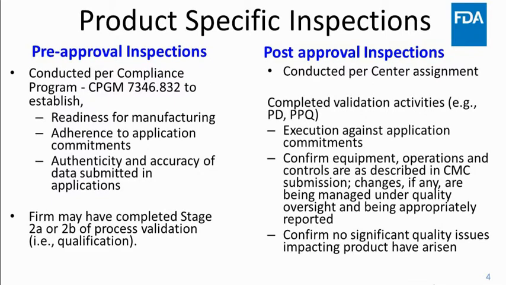We would want to confirm that equipment operations and controls are as described in the CMC submission. And if there has been reason to make any changes, they have been adequately supported and are being managed under quality oversight. And they are being reported appropriately. For example, if you've had to make changes to critical process parameters, ranges, outside of what was described in your application as a result of your validation activities, we may expect to see supplements come in.